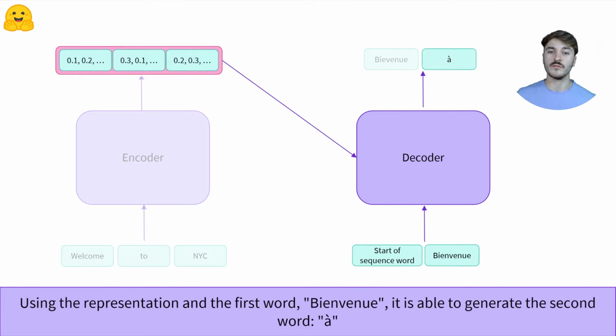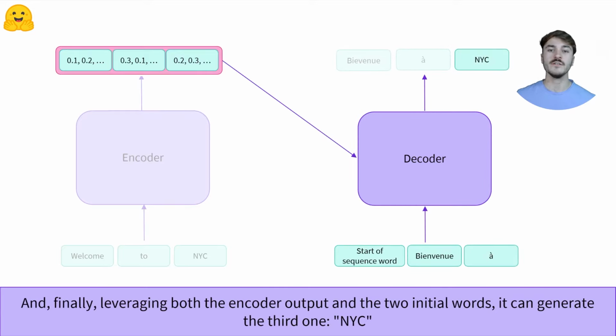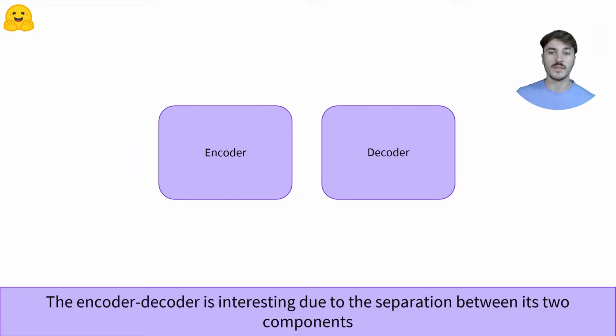And we then use bienvenue as the input sequence for the decoder. This, alongside the encoder numerical representation, allows the decoder to predict the second word, à, which is "to" in English. Finally, we ask the decoder to predict a third word. It predicts NYC, which is correct. We've translated the sentence.